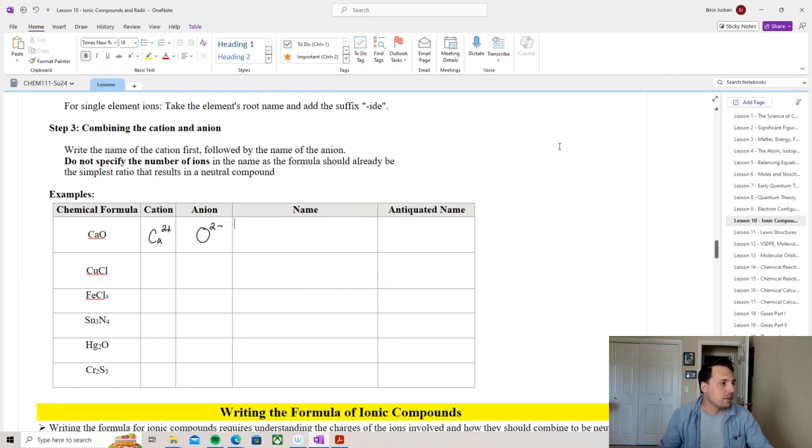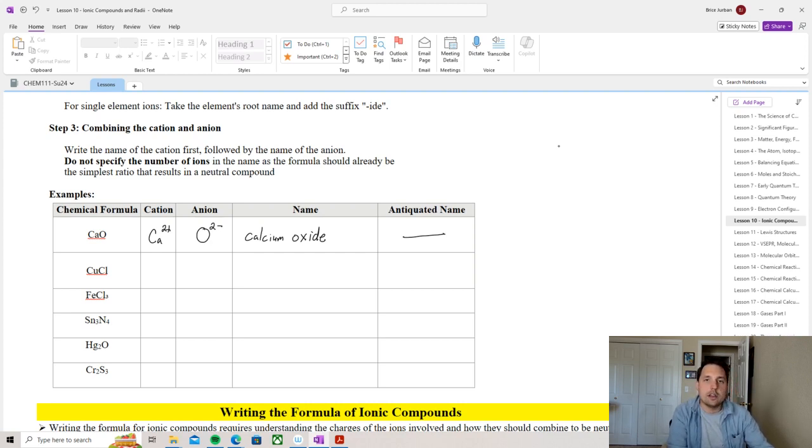All right, so what is the name of this? Well, since calcium is a fixed charge, we just write the name of that metal, calcium, and then we put a space, and then we name oxygen with replacing the ending part to -ide, and then this one doesn't have another name.